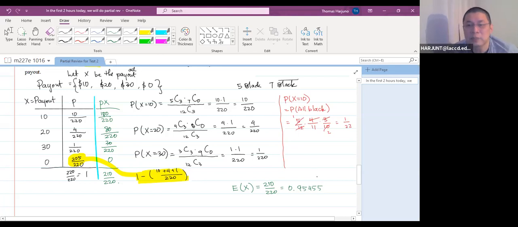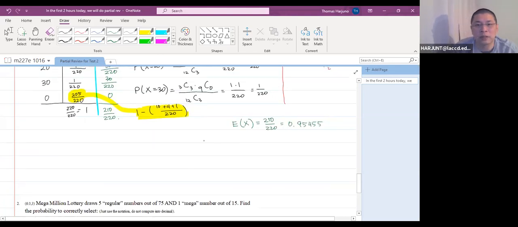Now, what does this mean? This means in the long run, that's the expectation, right? In the long run, the average payout is $0.95455 per game.